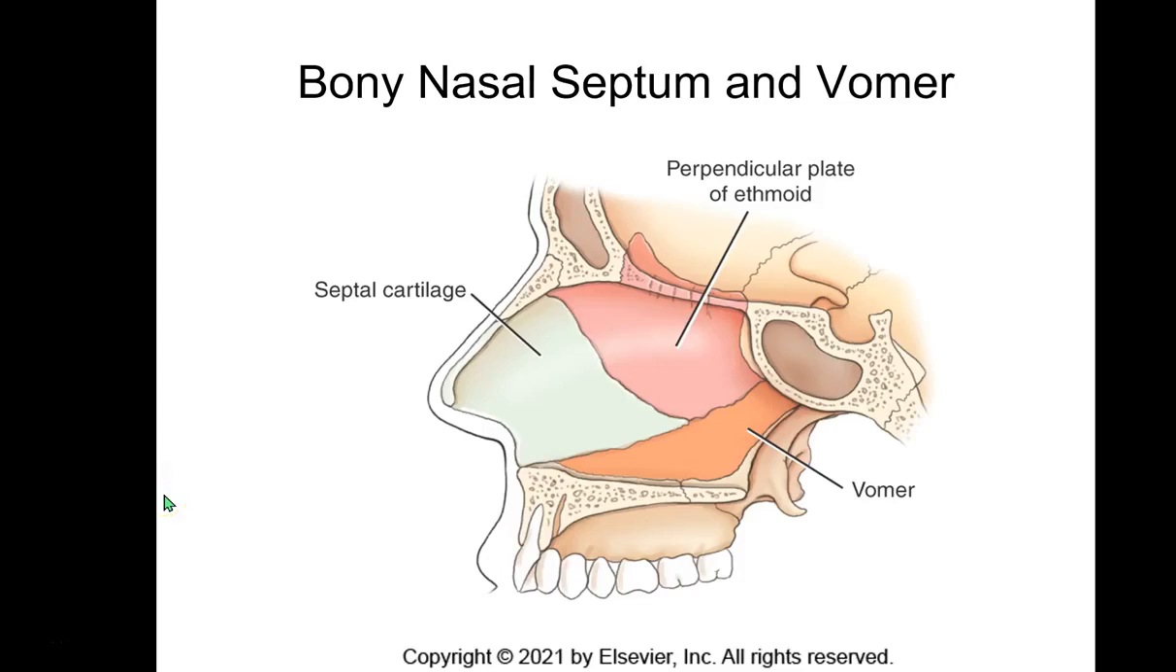Hello, and welcome to part 3 of facial bone anatomy. We'll begin part 3 talking about the bony nasal septum and the vomer.